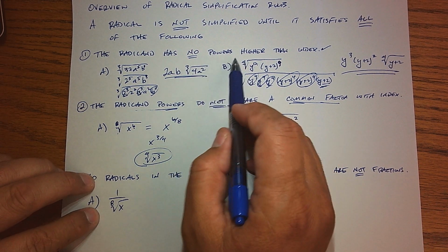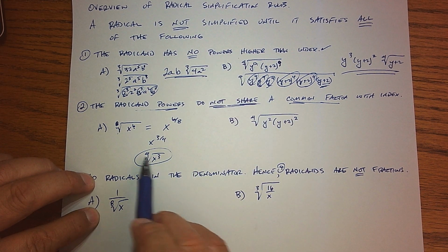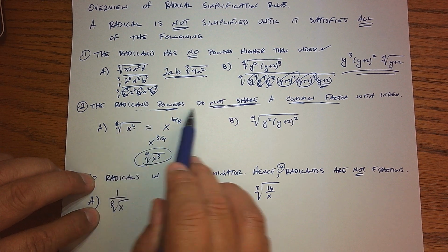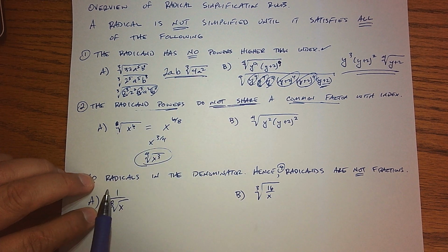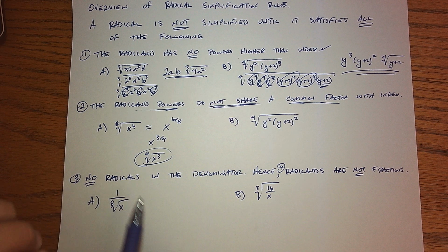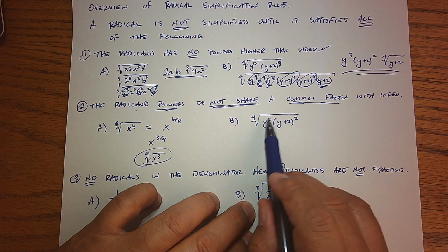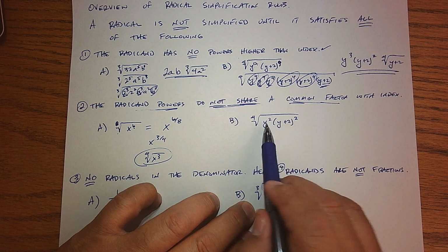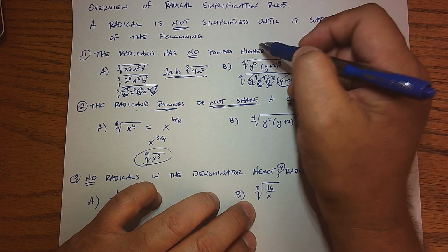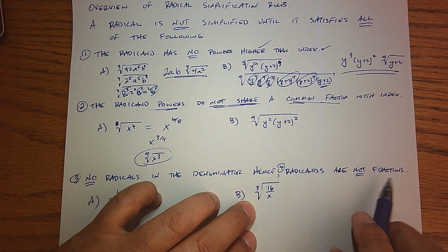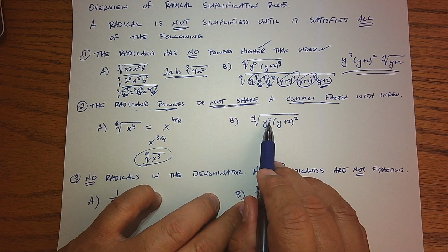Again, it satisfies the first rule, the power inside is less than the index, and it satisfies the second rule, that they do not share a common factor. So we're simplified. Here's a problem that we had a while back. I asterisked it and told you guys we're not done yet. The reason why is because, again, the powers are not higher. That's the good news. But 4 and 2 share a common factor.